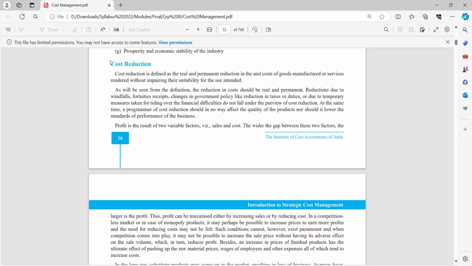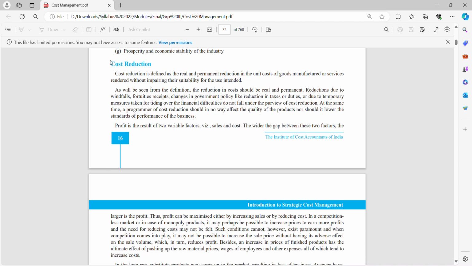So this is cost reduction. So what is cost reduction? Cost reduction is nothing but reduction in cost, which should be real and permanent. We need to work on a reduction in taxes, reduction in duties. We need to change government policies. You know, we need to find out such types of things so that I can bring down my cost.